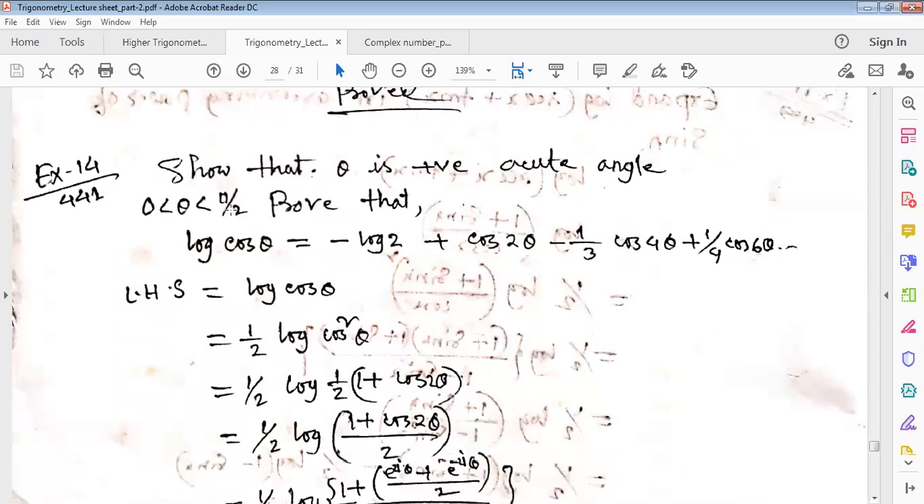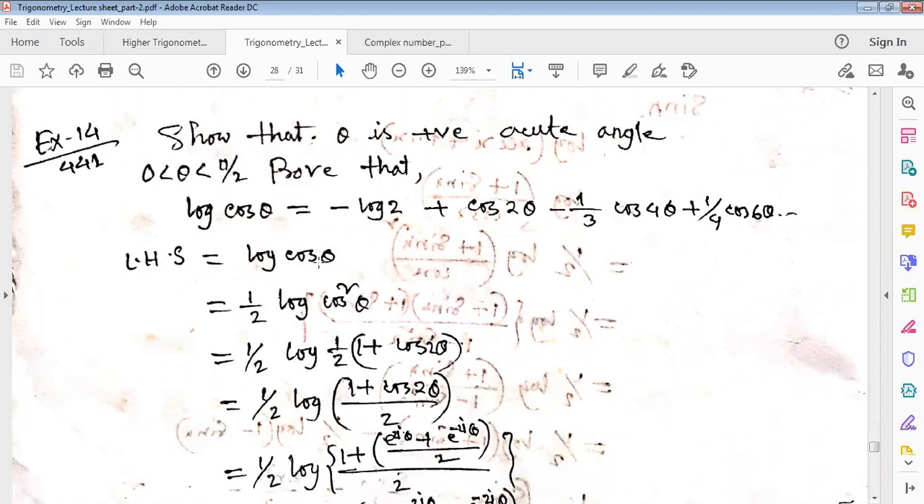Now next example: show that theta is a positive acute angle. Positive acute angle means what? Do you know the definition of an acute angle? An acute angle is less than 90 degrees and greater than 0 degrees. That means 30 degrees, 45 degrees, all are acute angles. Now show that theta is a positive acute angle, theta lies between 0 and pi by 2. Then prove that log cos theta equals this one. This is the series, and this is also an infinite series.